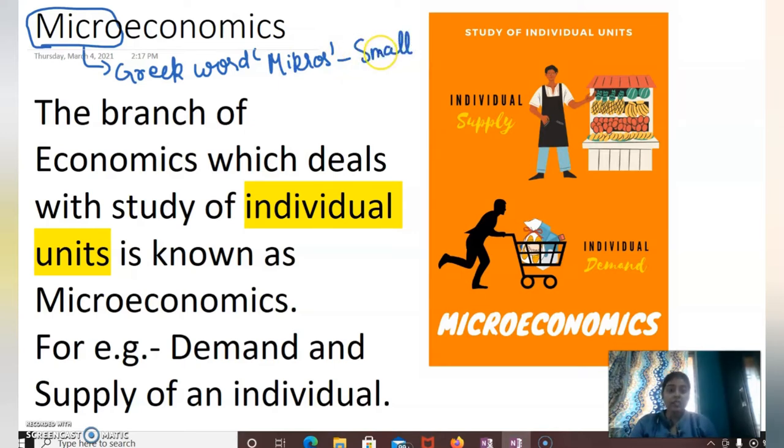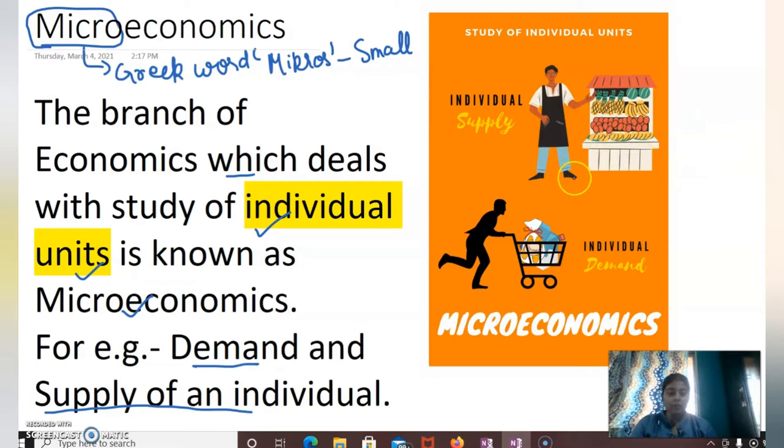That is, when we study economics on a smaller basis or on an individual unit, then it is known as microeconomics. The branch of economics which deals with the study of individual units is known as microeconomics. For example, demand and supply of an individual.